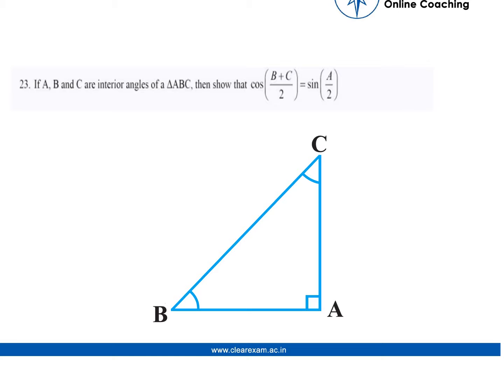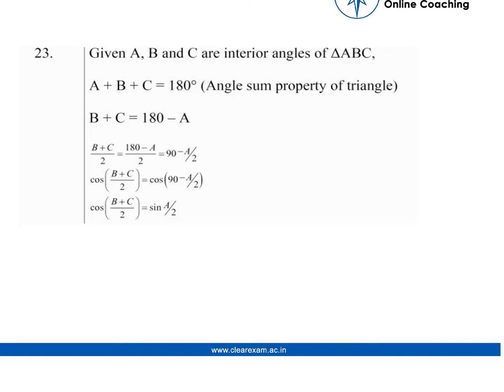By the angle sum property, we know that the sum of all the angles in a triangle equates to 180 degrees. We will use this property to solve this question further. As we can see, the sum of all the angles of the triangle, that is A plus B plus C, is equal to 180 degrees.